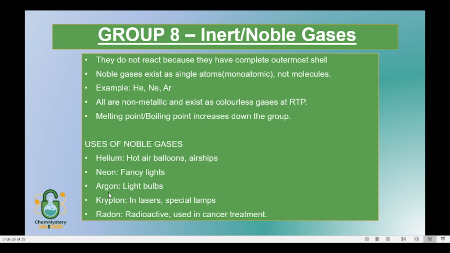Now krypton is used in lasers and special lamps, because it gives a bright light when electricity passes through it. Now radon is used in cancer treatment. It means it is used in radiotherapy because it is radioactive.